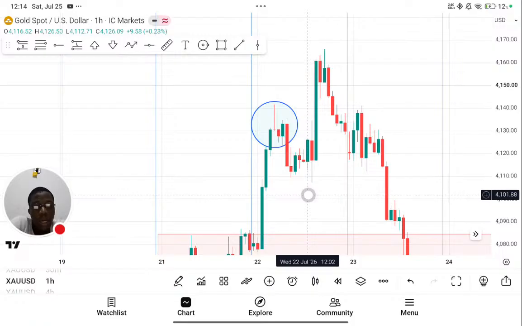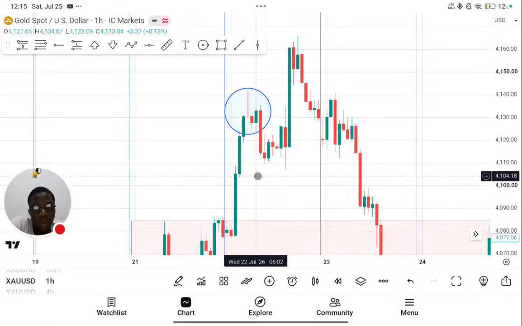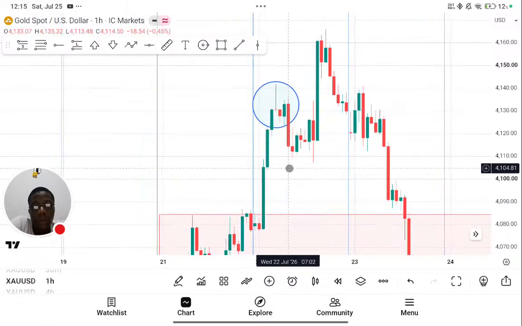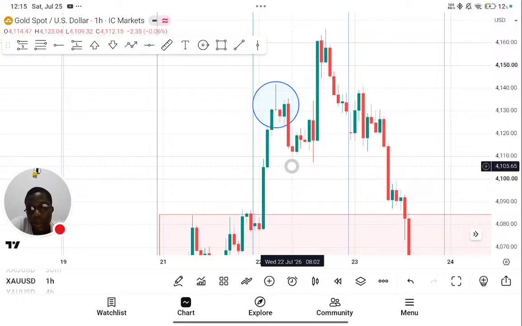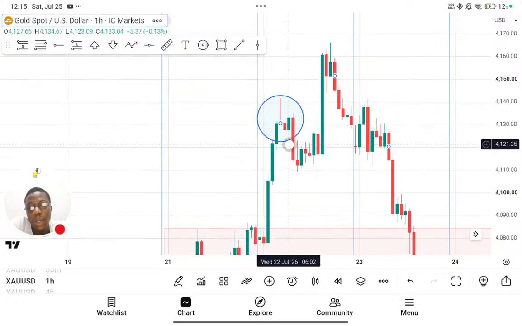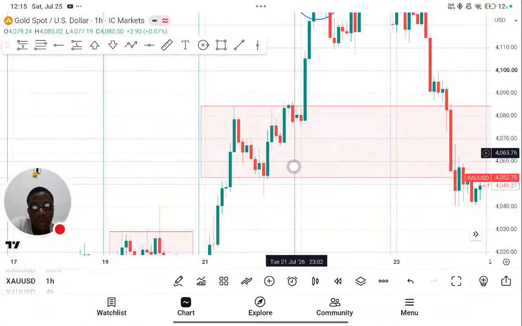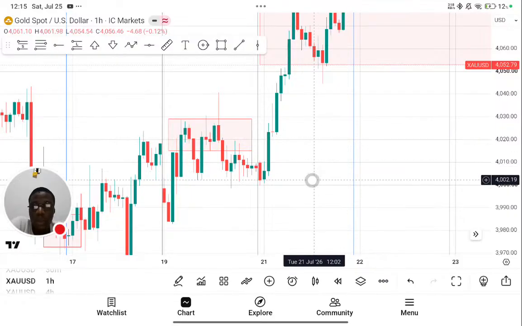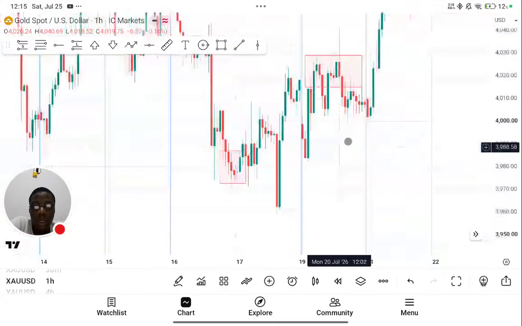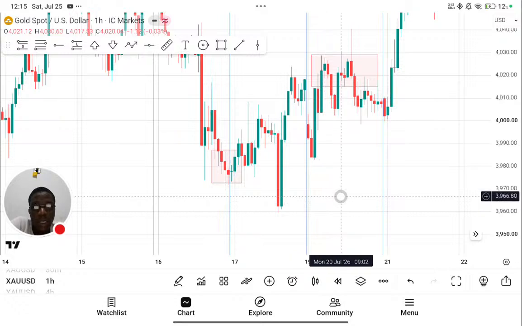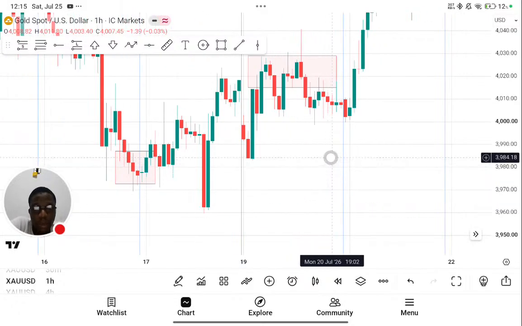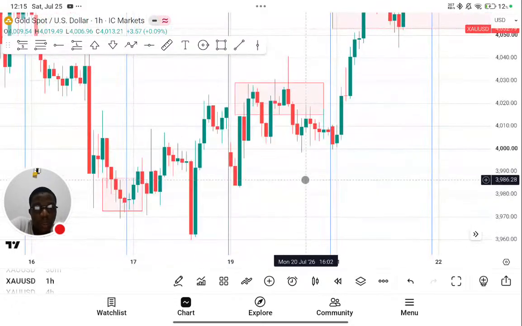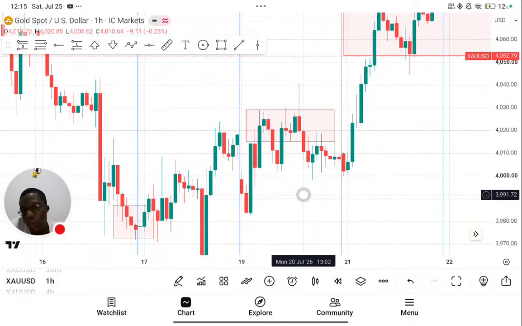is, let me give you a few examples. When we are looking to sell, we are looking for bearish signals, and when we are looking to buy, we are looking for bullish signals. So what are bullish signals? What are bearish signals? For example, once you see this kind of thing happen, it means the bulls have taken over.